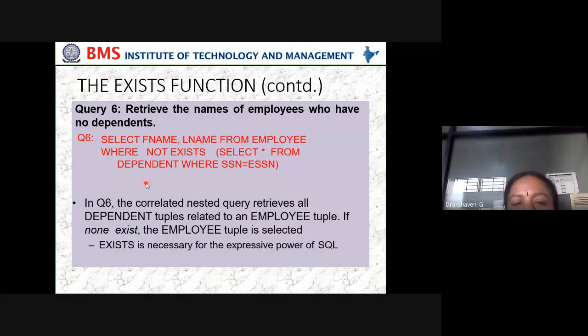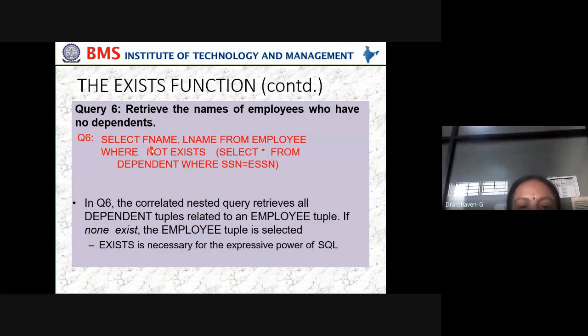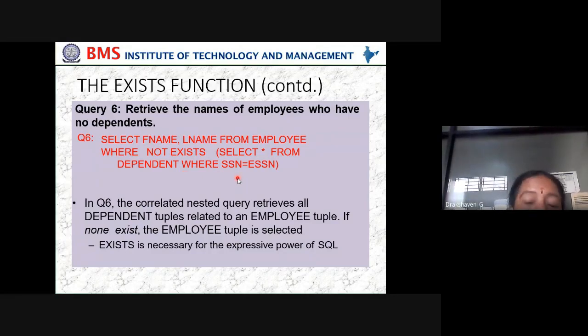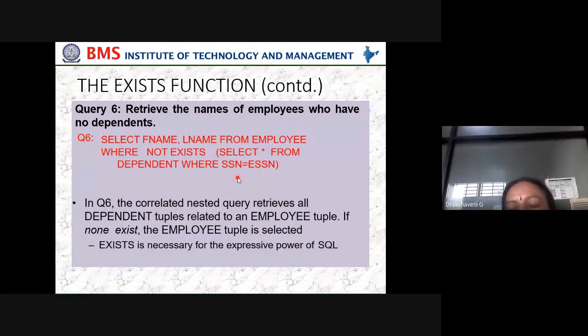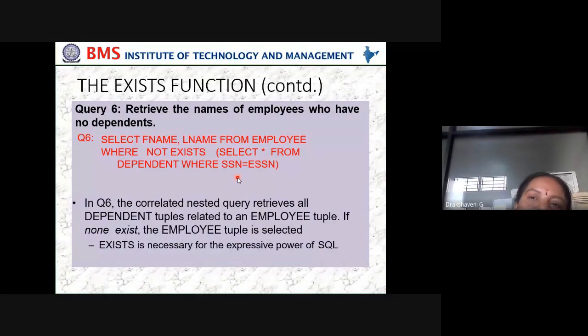So select star from dependent where the social security number of the employee, like your USN, matches. In the same way, employees have an employee ID, which in this table is called the social security number. So it should be equal, and it should not be present. So not exists. Those employees' first name and last name should be fetched from the employee table.